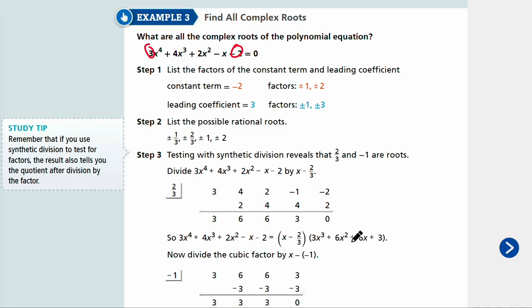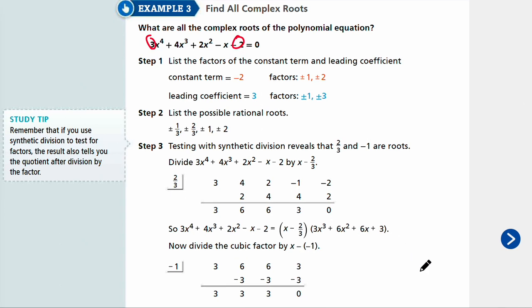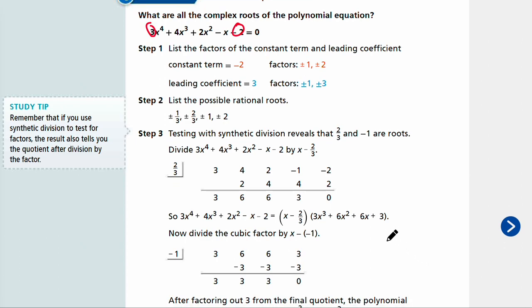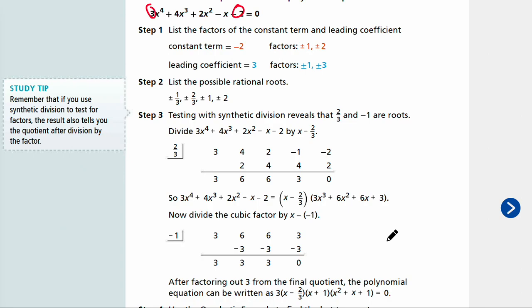And so then we have x, or, actually, let's divide this by x plus 1. And then you'll see that it's going to have a factor of x squared plus x plus 1.